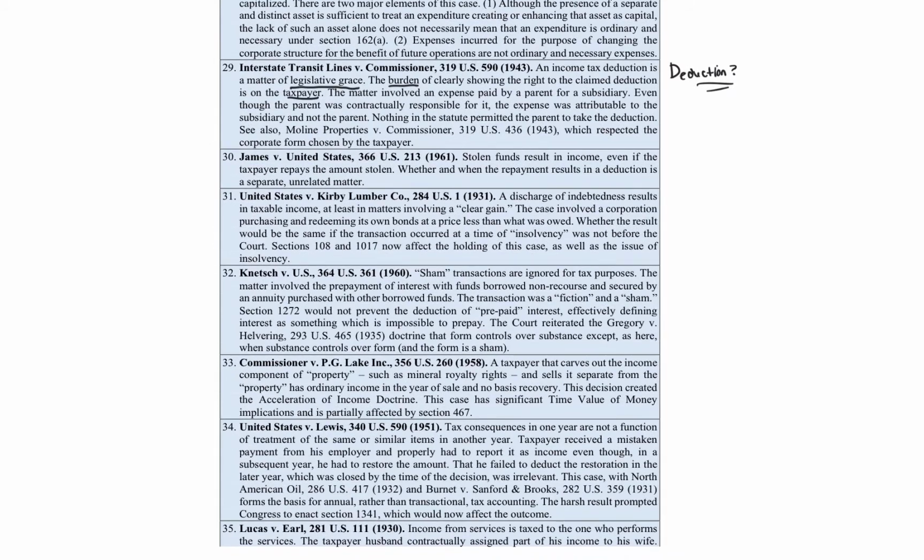The James case. This one's fun and quick. It's an income question. It basically says that illegal income is income. Illegal income, yes, you have to record it under the general rules.